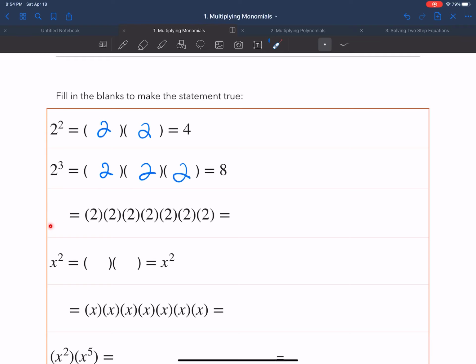So now down here, if I'm given this part, we've got to figure out what would go there and what would go there. So up here, if I had 2 times 2, that meant 2 squared. And 2 times 2 times 2 meant 2 cubed. So 2 times 2 times 2 times 2 times 2 times 2 times 2 would be 1, 2, 3, 4, 5, 6, 7 of them, which would be 2 to the power 7. And 2 to the power 7 is 2, 4, 8, 16, 32, 64, 128.